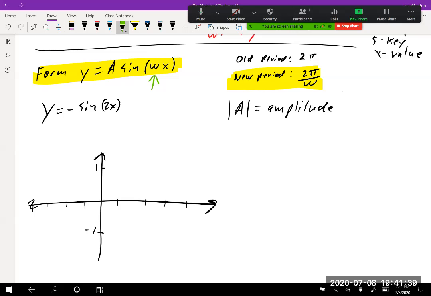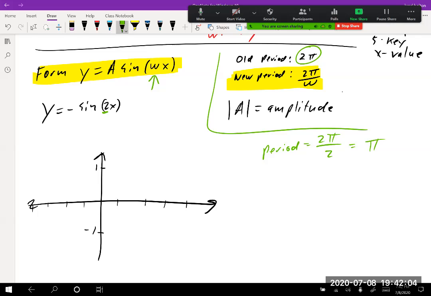So the old period is in general 2 pi. For sine or cosine, your period starts off as 2 pi. And then you adjust it by doing 2 pi divided by omega, okay? So in this particular problem, we're going to find the new period. Our period will be equal to 2 pi divided by, in this case, omega is 2. So we're going to divide by 2 and we get pi.